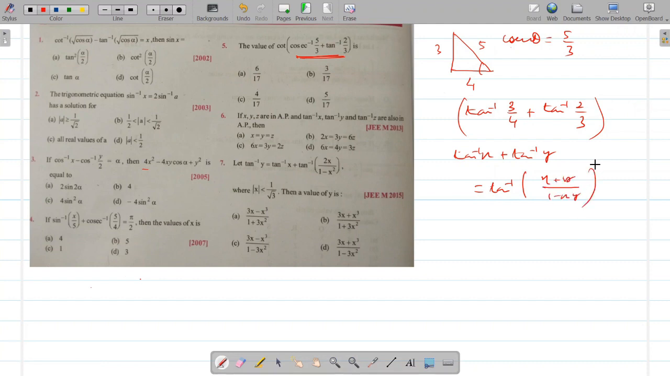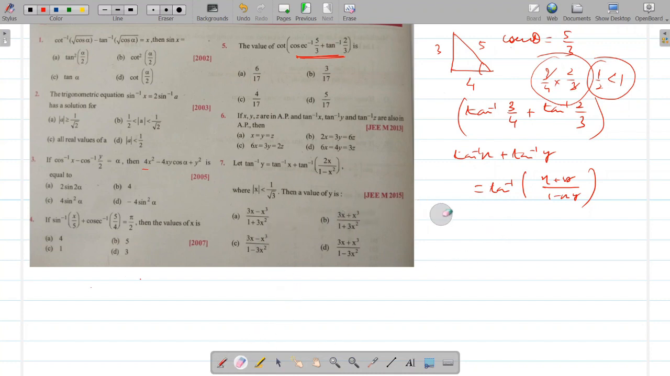So be careful while checking the formula whether you have to add or subtract there. So you can see x into y, 3 by 4 into 2 by 3. So this is half, which is less than 1. So directly this is less than 1. X into y's value you can see. So we can directly use the formula, and you can further solve it now.